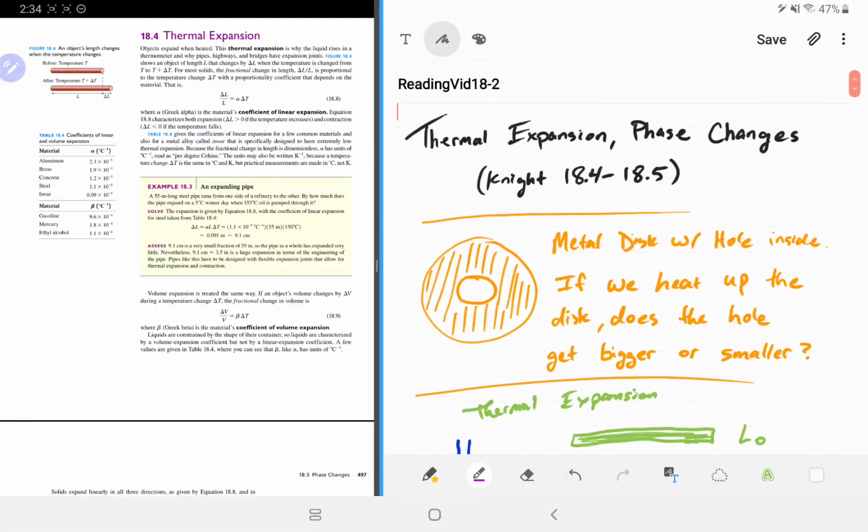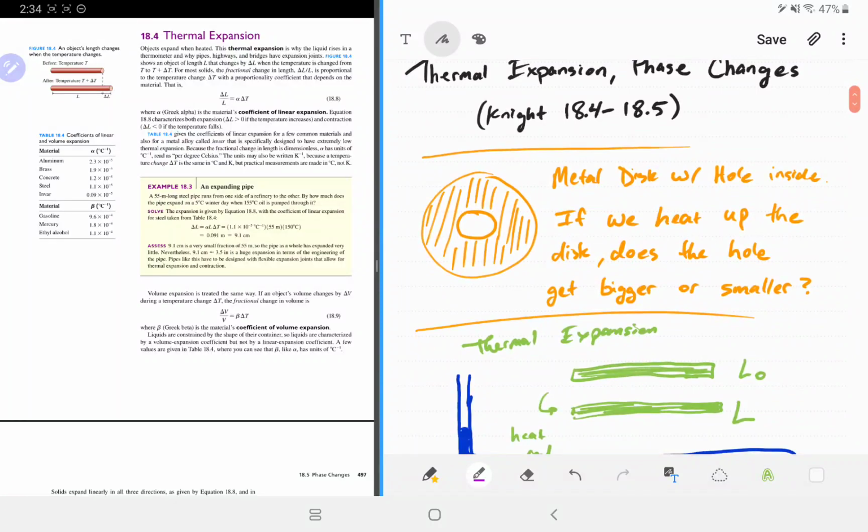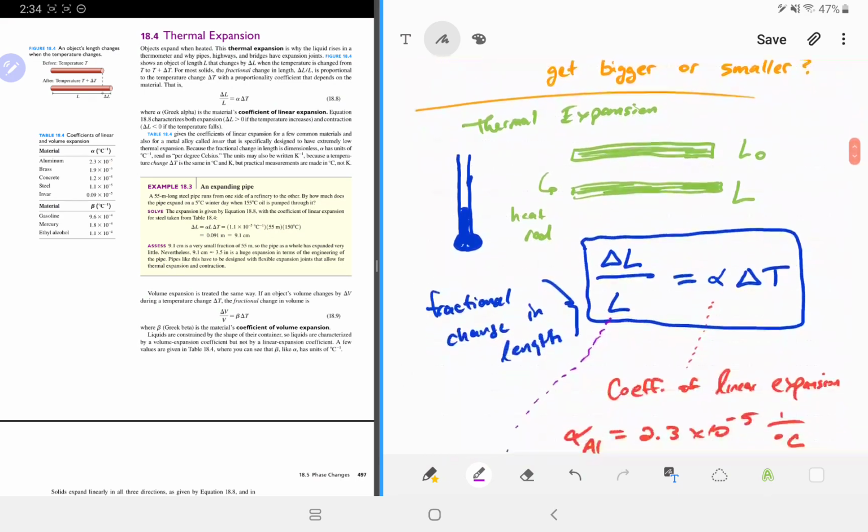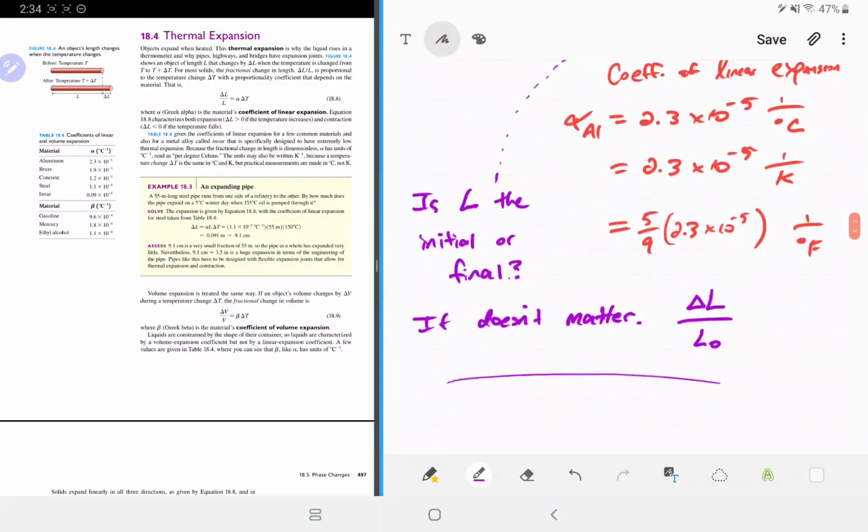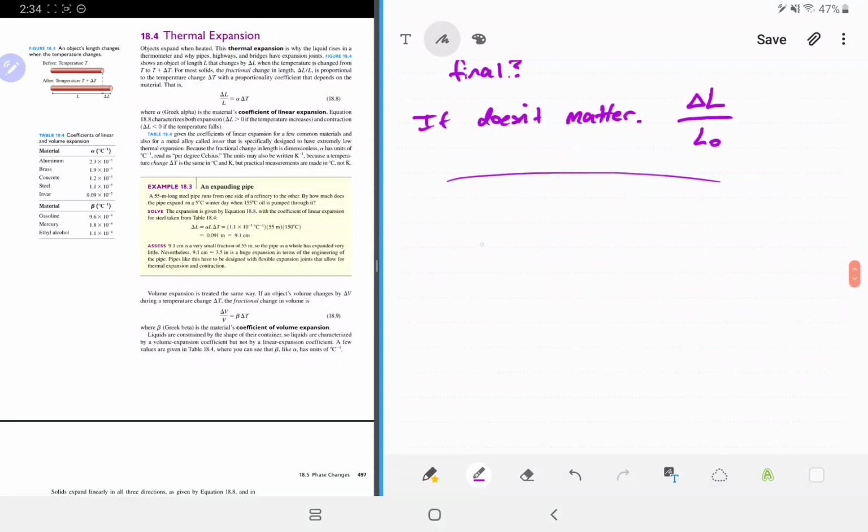Now, I want to be able to answer this question here about the metal disc with a hole. But before I do that, I want to talk about fractional increases in area and volume, not just length. And to motivate this, I want to look at just a square. And let's suppose that the initial length of the square was A and A. Okay. And suppose we heat, so what about delta A over A?